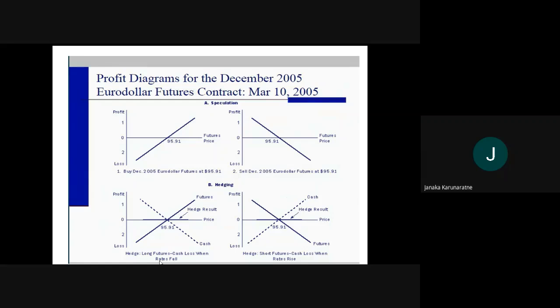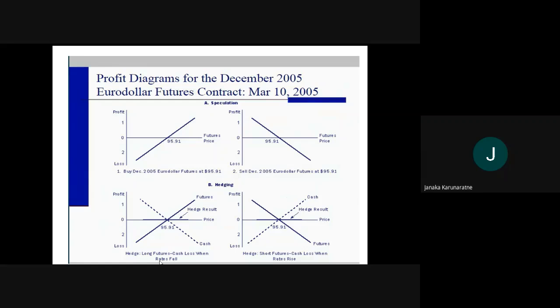So if you look at the second graph on your right hand side, you short or sell a futures contract, if the interest rate rises, what happens? You will make a profit, or if the interest rate drops, you will incur a loss. Okay. So interest rate drop means price will rise. Interest rate increase means price will drop.